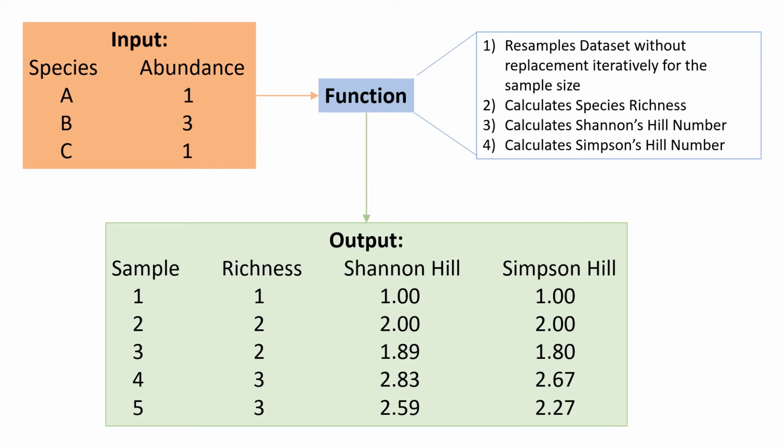And so my function then takes each of these and recalculates the richness as well as the Shannon and Simpson diversity for each sample size. With a sample size of 1, you can see you got a richness of 1 and a diversity index of 1 as well. And then you resample, and this time you have 2 species. By doing this, as you increase the sample size, you have more variation within the data set.